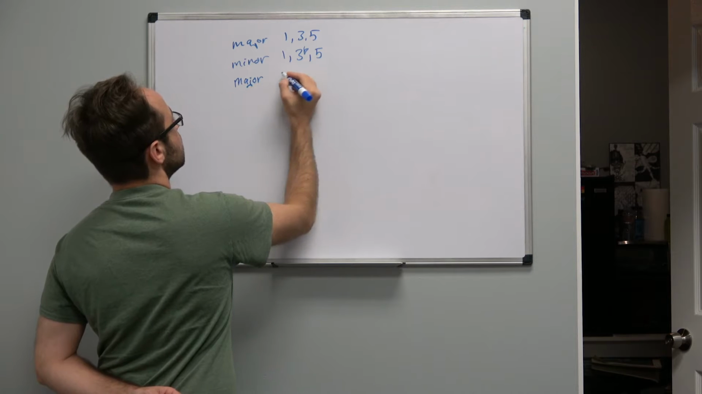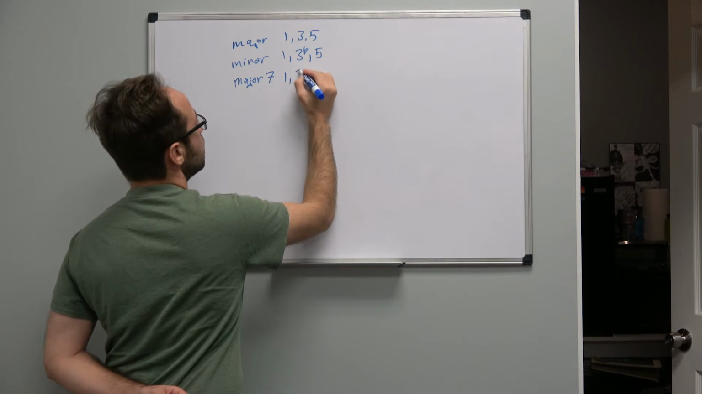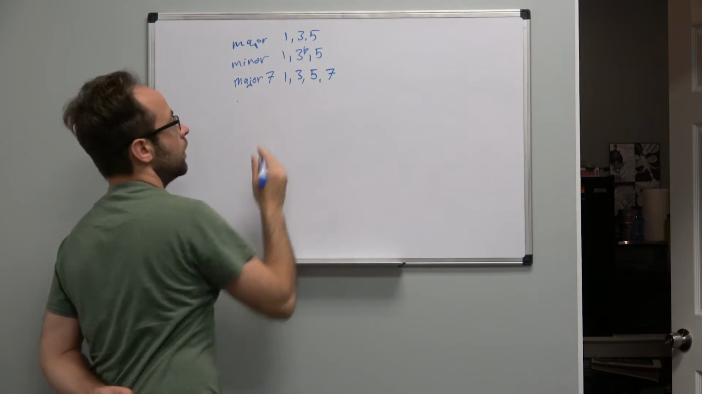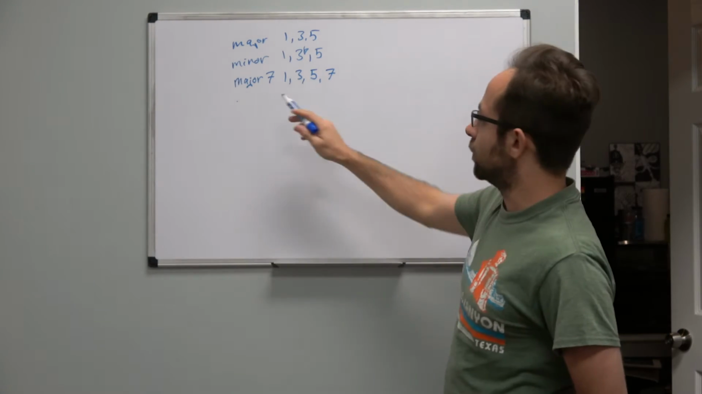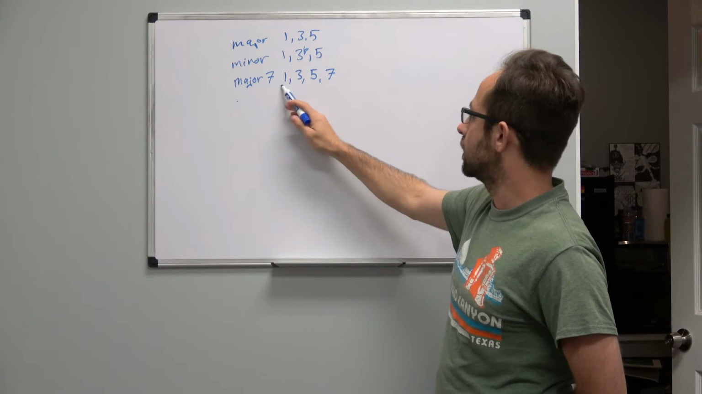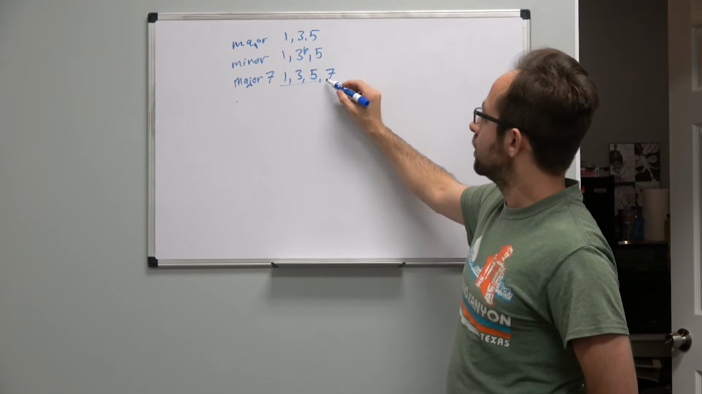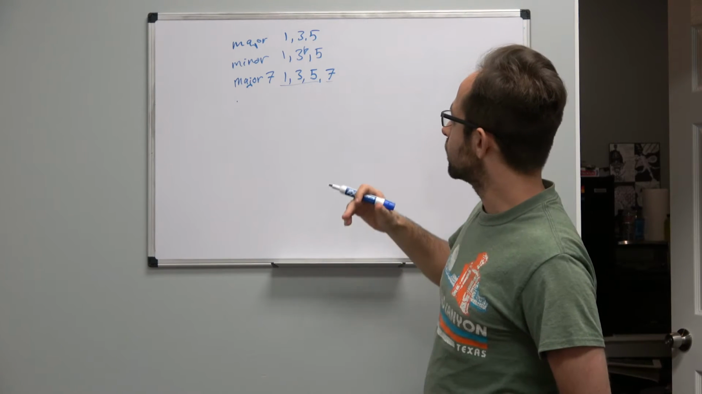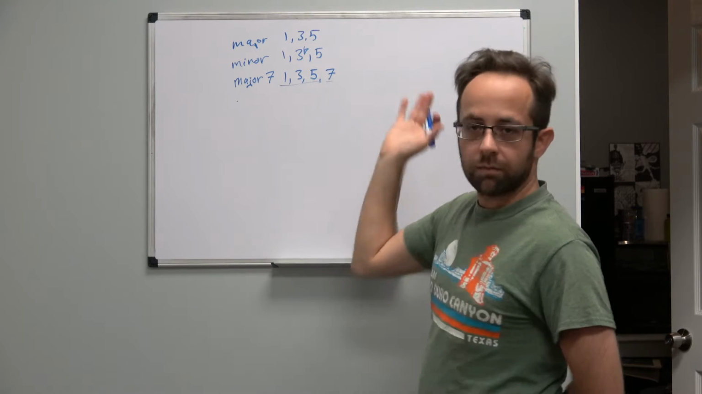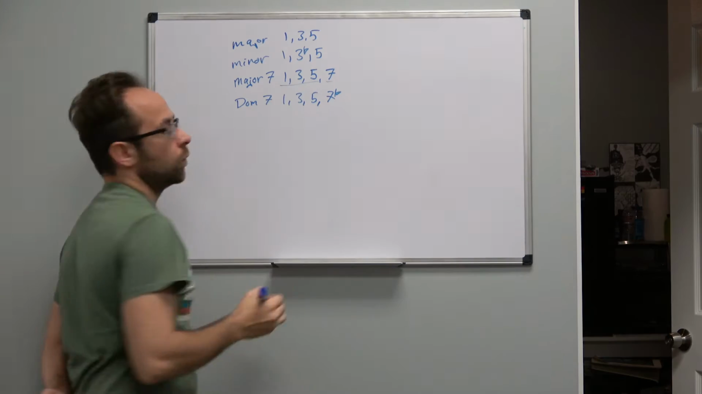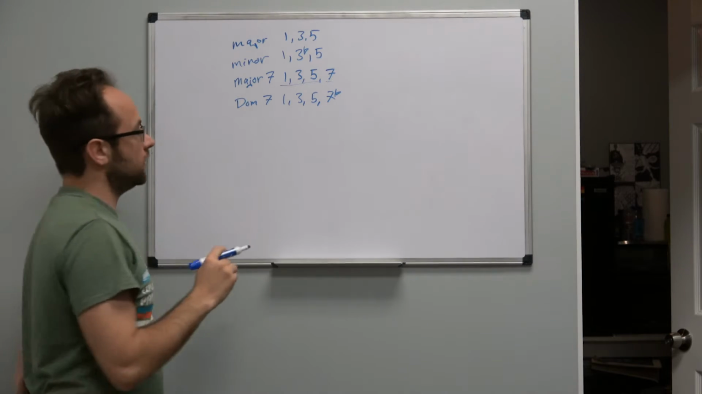Major 7: 1, 3, 5, 7. Okay, so here's the deal. When you see a 7th chord, all that means is that you're doing a normal chord followed by the 7th note of that scale. Add it in. So C major, for example. Well, let me get into that in a minute. All right, let me add some more on here. Dominant 7: 1, 3, 5, flat 7.